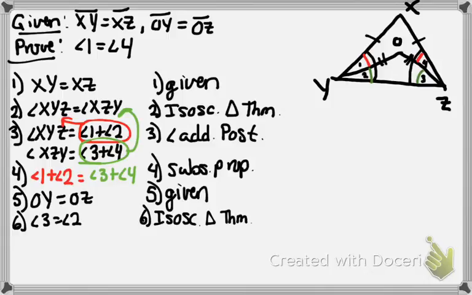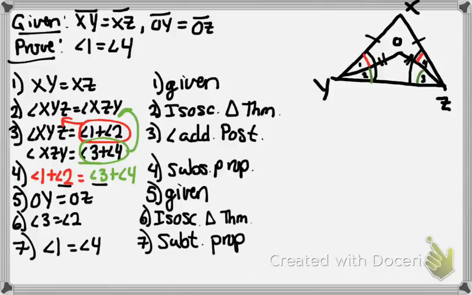So now we know that angle 1 plus angle 2 is equal to angle 3 plus angle 4, and angle 3 and angle 2 are equal. So I can take angle 3 away from one side and angle 2 away from the other side, and again it'll stay a balanced equation. So if I take 2 away from the left, I have angle 1, and if I take angle 3 away from the right side, I have angle 4. We take it away by subtraction. And that's what we are trying to prove, so we are done.